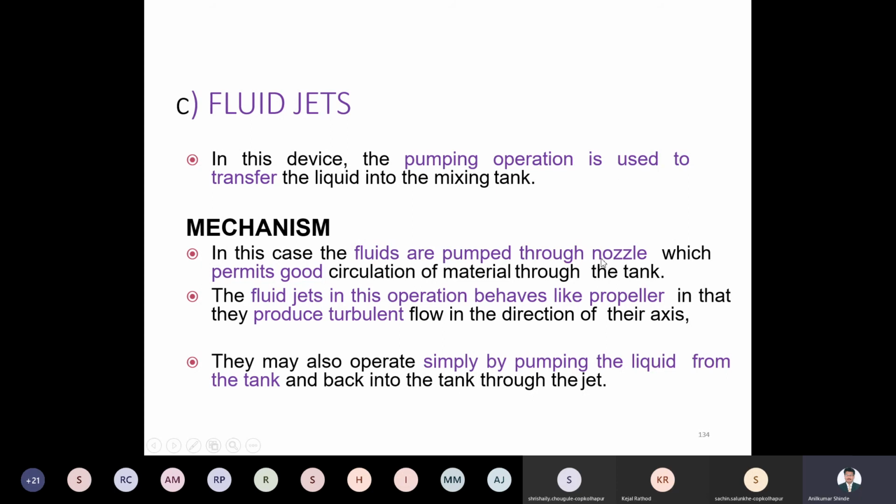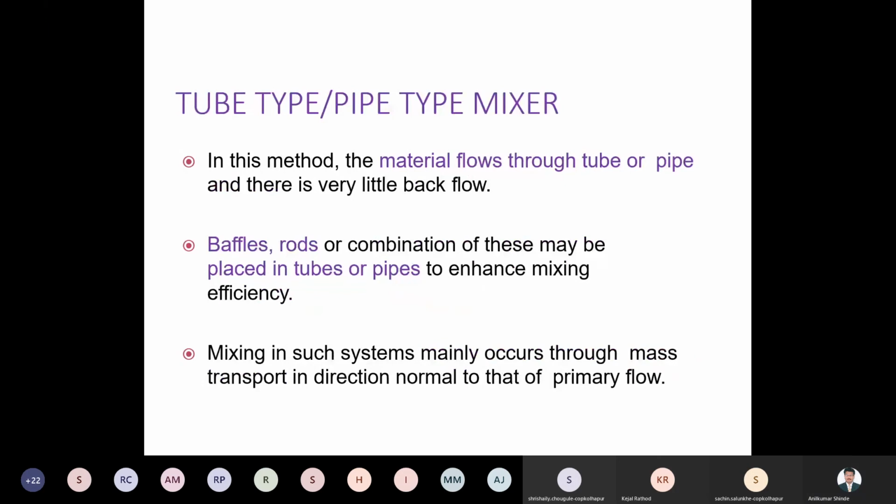The fluid pumped through that nozzle permits good circulation of the material in the tank. Understand? The fluid jet operation is very like a propeller, producing turbulent flow in the direction of the axis. So simply, pumps can be used to transfer liquid from one container to another, and in between we can attach an orifice or nozzle and pass the liquid through it. That is called a fluid jet.